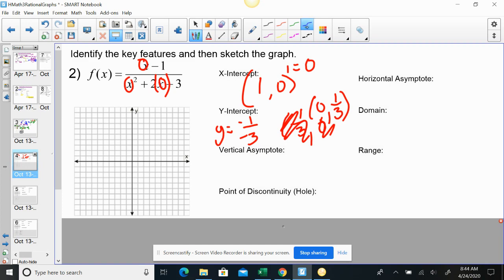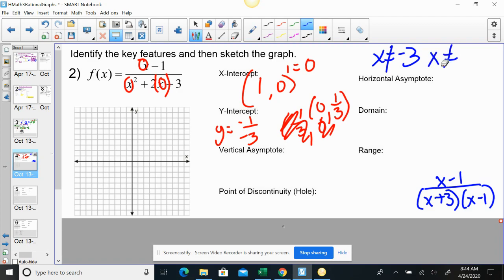Vertical asymptote means you absolutely have to factor. So nothing to factor in the top. Multiply to be negative 3, add to be negative 2, positive 2 would be plus 3, negative 1. All right, so x cannot equal negative 3. X cannot equal 1. These values would make it undefined because I would divide by 0. So x equals negative 3 is not common, so I have a vertical asymptote at x equals negative 3. Go to negative 3. There's my electric fence or my asymptote.